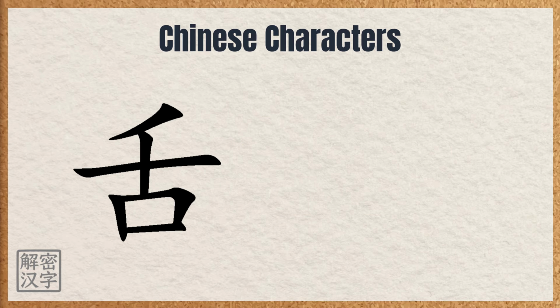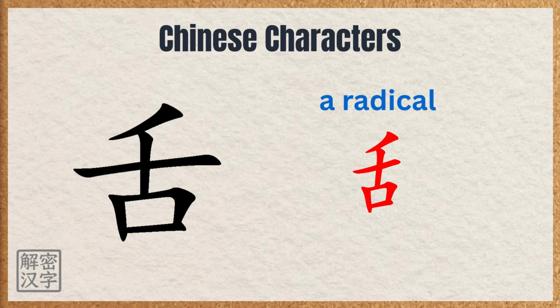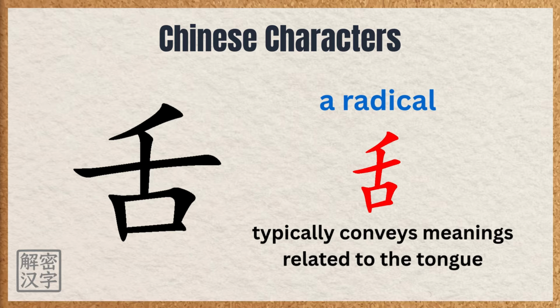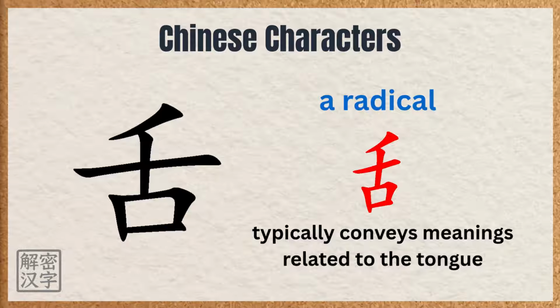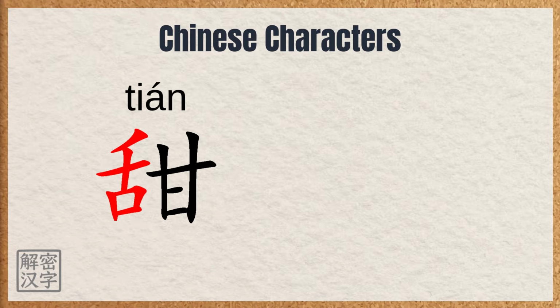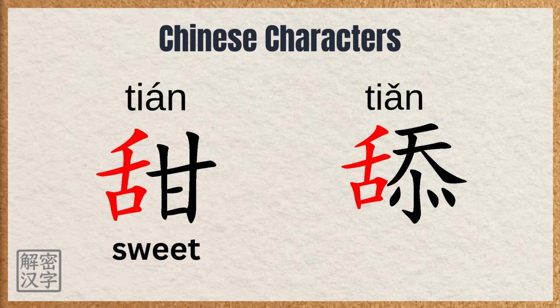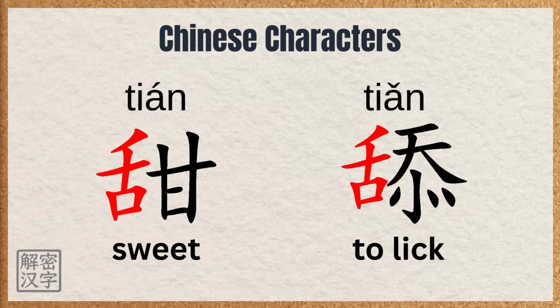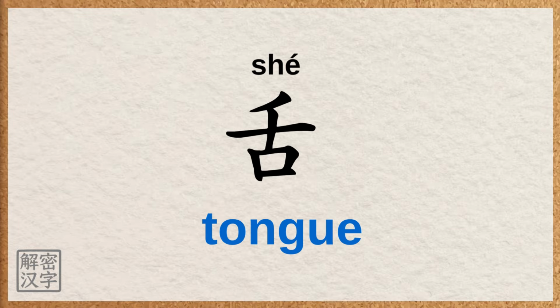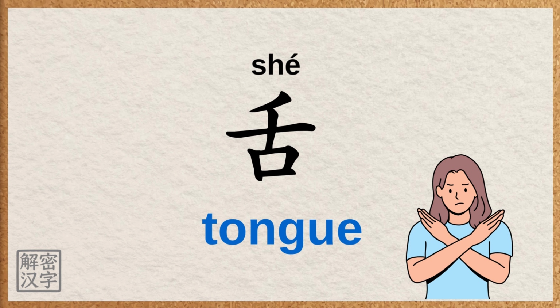舌 is also a useful character component. It usually appears on the left side of characters and typically conveys meanings related to the tongue. For example, 甜 means sweet. 舔 means to lick. In modern daily Chinese, we don't say 舌 alone to refer to the tongue.